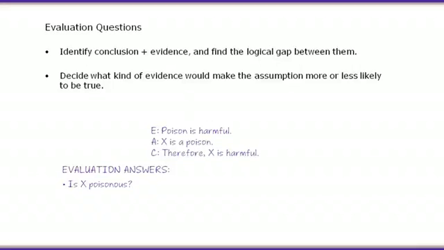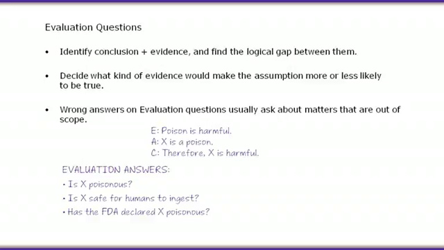But it could also ask a question that's a bit more subtle, like, is X safe for humans and other animals to ingest? Or, has the Food and Drug Administration declared that X is a poison? The answer to any of these questions would tell you a lot about the strength or weakness of the author's argument. And that's what you need in a question of this type. Incorrect evaluation answer choices are out of scope. The information they ask for would have little or no effect on the argument.